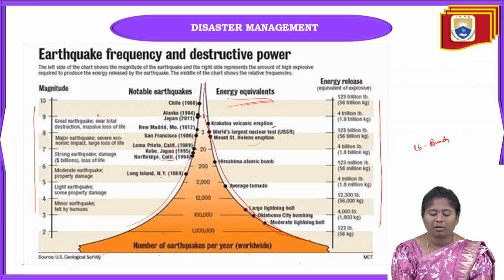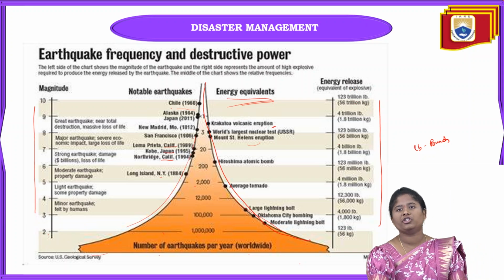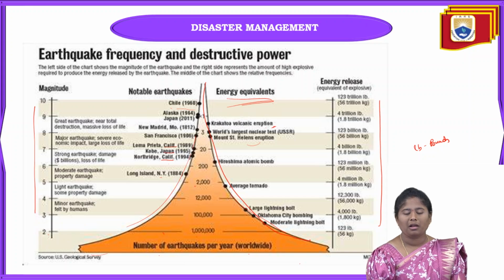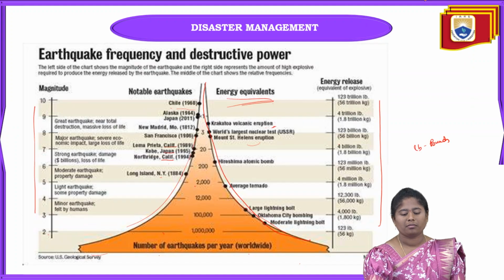And the 9 to 10 magnitude we can see only in Chile, in the year 1968, when it occurred. And how much energy does it release? 123 trillion pounds of energy gets released. Likewise, here you can see the moment magnitude scale.